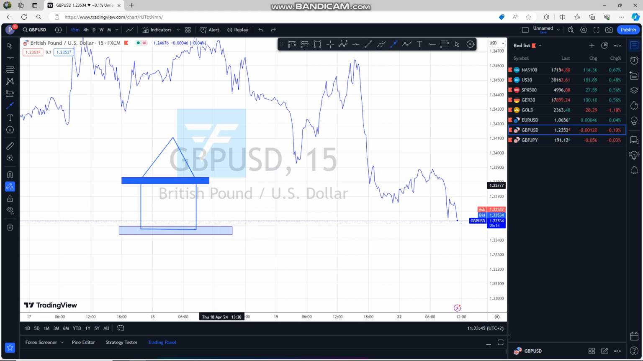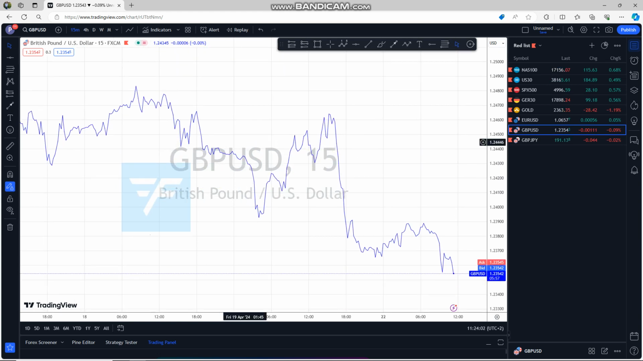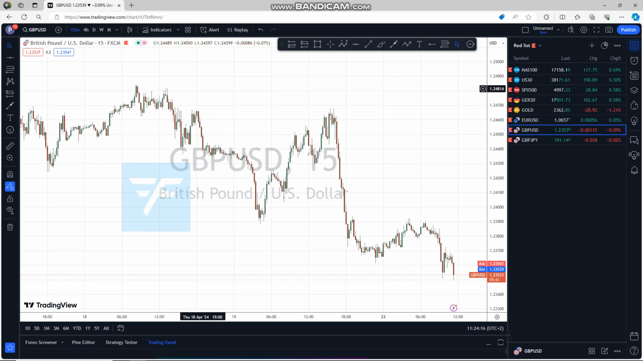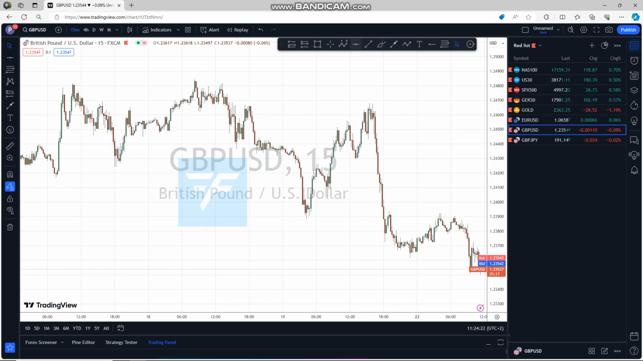Let me delete this. Alright, let me show you how to delineate your chart. You can use the line graph, and with the line graph you can easily see your sections. So for now, let me return to the bar chart. My eyes are used to the candles, but it's easy to delineate when using the line graph.